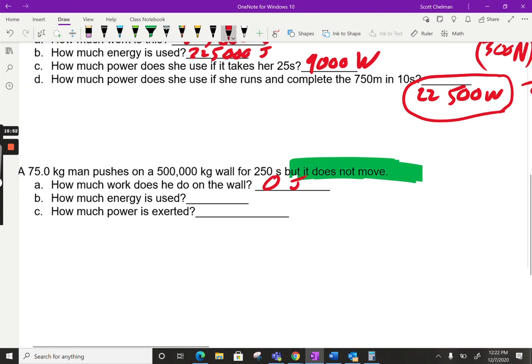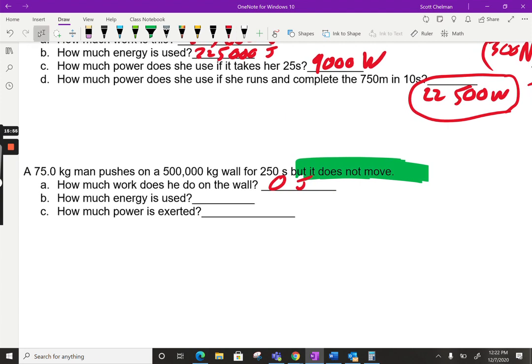Okay, 0 joules. How much energy is used? Now this is one that's complicated. We have to stop thinking about it in terms of our life and the poor person pushing on the wall and getting tired. How much energy does he put into the system? If we think about this in our normal terms, then we probably don't know enough. But since no work is done, how much energy is put into the system? 0. And since no work is done, how much power is exerted? 0 watts. Okay?